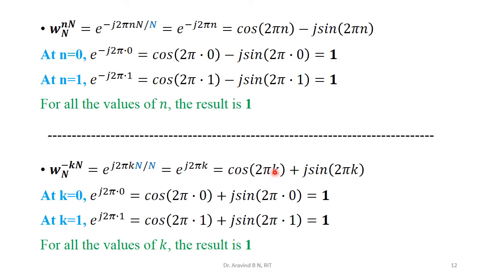Now keep substituting for k. At k is equal to 0, it is cos 2 pi into 0 plus j sin 2 pi into 0. Its value is equal to 1. Again at k is equal to 1, it is cos 2 pi into 1 plus j sin 2 pi into 1. That is once again equal to 1. Again, if you want to continue, it will simply lead to the multiples of 2 pi. So any multiples of 2 pi, with respect to cos and sin, will always lead to the value 1. Therefore, this twiddle factor and the twiddle factor we discussed previously, they all lead to this value 1.